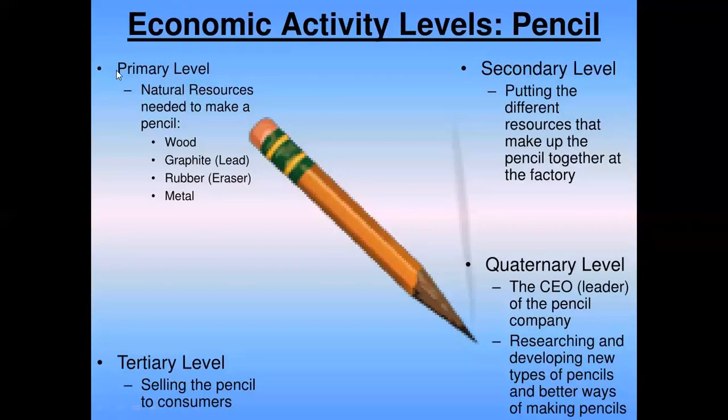Right, so you guys will see there is the primary level, or the primary sector. So that is your natural resources that you need to make the pencil. It's going to be wood, graphite, rubber, and metal. Then on the secondary level, they're putting the different resources that make up the pencil together at the factory. So this basically is when you're really actually going to make the pencil, the full pencil with the eraser at the back. And then at the bottom left, it's saying tertiary level sectors selling the pencil to the consumers. So this is where you're going to sell it to the different shops.